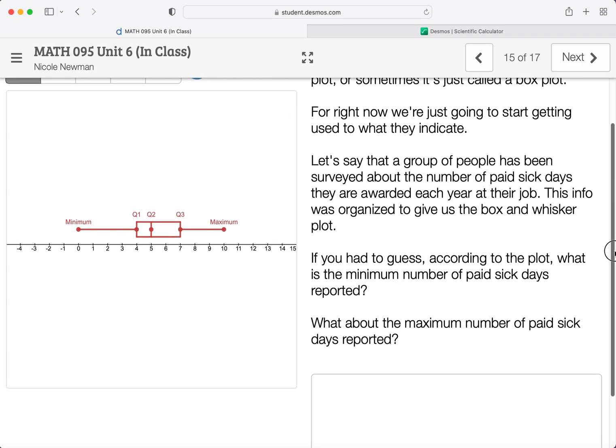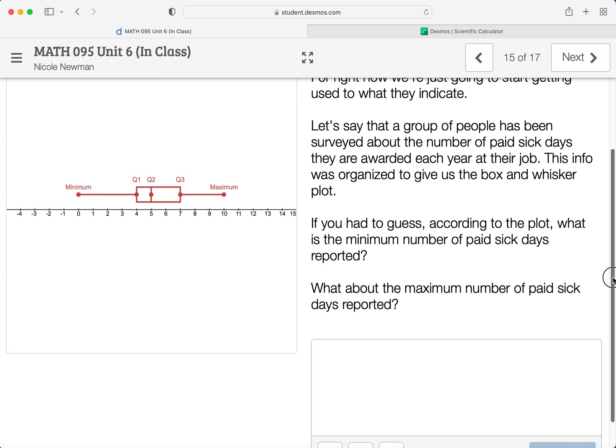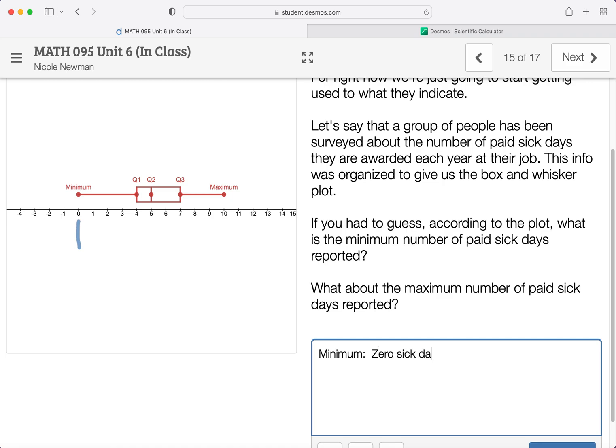If you had to guess, according to the plot, what is the minimum number of paid sick days that people reported in this survey? Well, the minimum is labeled over here. It's looking like 0. And that's kind of sad.